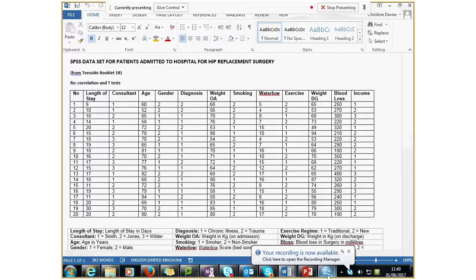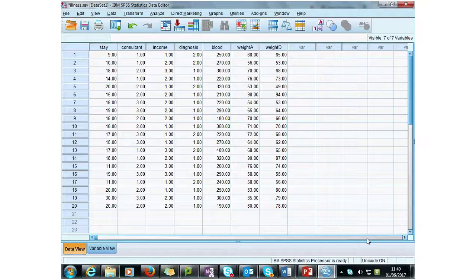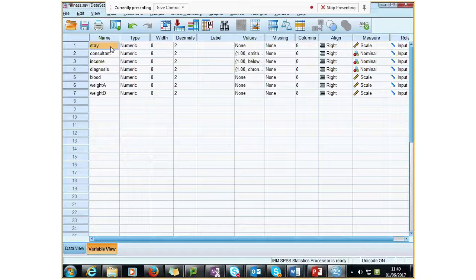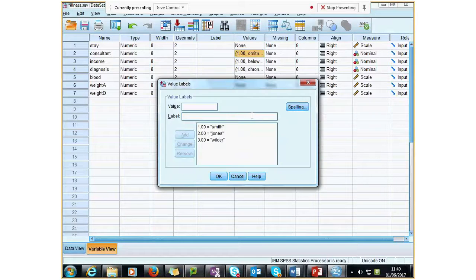So I'm going to open up SPSS, and you can see that I've put a bit more in it than we had last time. Just to recap the variables: we've got length of stay, probably in days, and consultant. Now this is a nominal variable, so we had to give a numerical code for this. Instead of being able to write Smith, Jones and Wilder, we had to put 1, 2 and 3. We had to give a numerical equivalent, as it were.